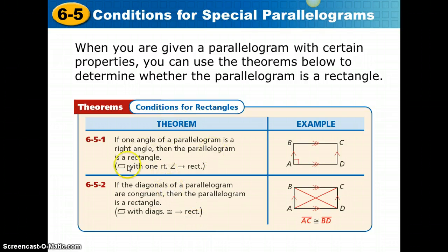Notice the first part of these givens, in both cases, is the assumption that it is a parallelogram. Once we know it's a parallelogram, we can verify that it is a rectangle based on the other part of the criteria, either one right angle or diagonals that are congruent.